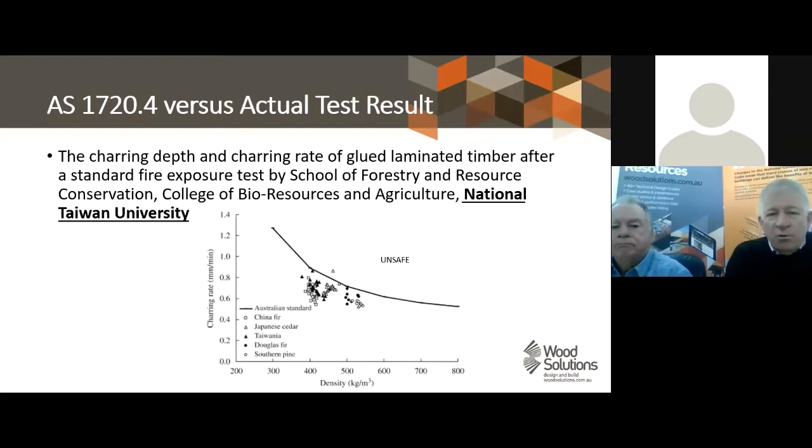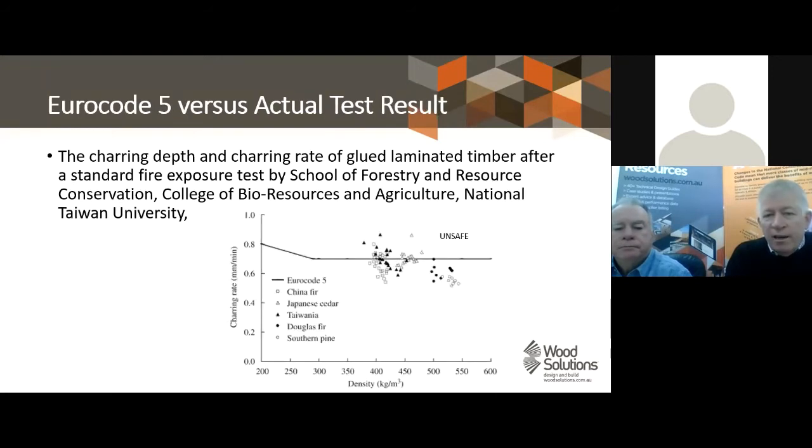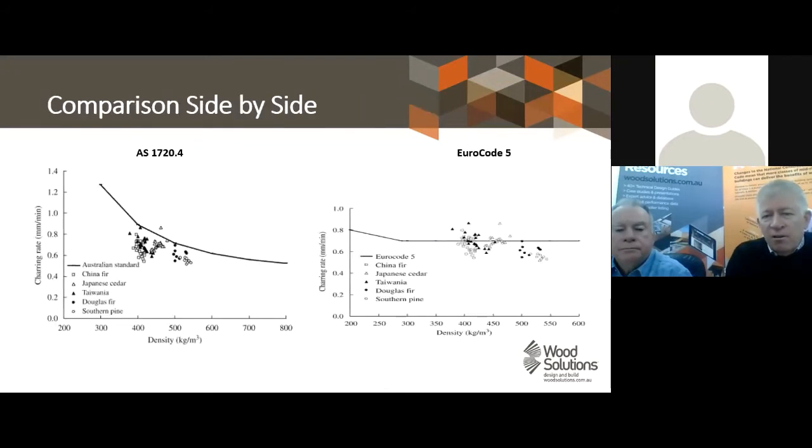Also, National Taiwan University has done a similar piece of work, and in this case this is 720, as the graph here, with density along the lower axis against char rate in millimetres per minute on the vertical axis. And you can see from this summary that most of them appear in line. Again, they did some research work and compared against the Eurocode. In this case, they found more of the timber was above the line, on the unsafe side, than below. So when we put them side by side.